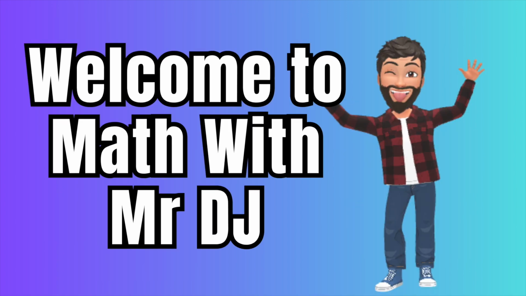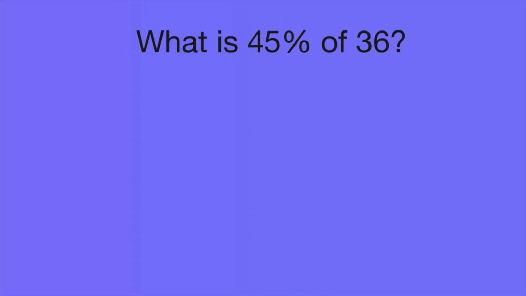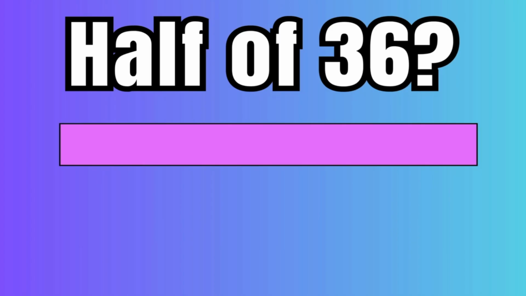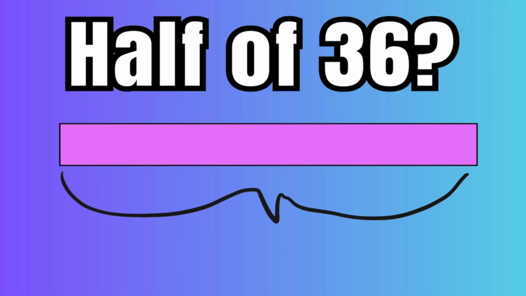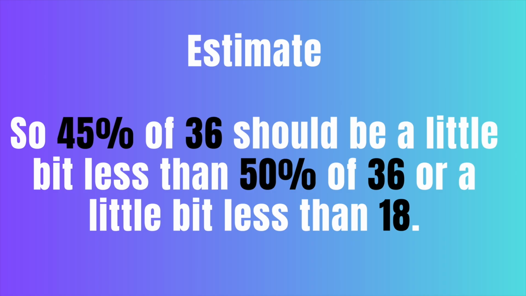DJ. Today, in this video, we are going to talk about how to find the percent of a number. Let's start off with, what is 45% of 36? What is 50% of 36? Well, that's half, right? 50% is 50 per 100, so that's half of 36. Half of 36 is 18. So if we're looking for 45% of 36, we need to think about a number that's a little under 18 if we were estimating, thinking about our answer.